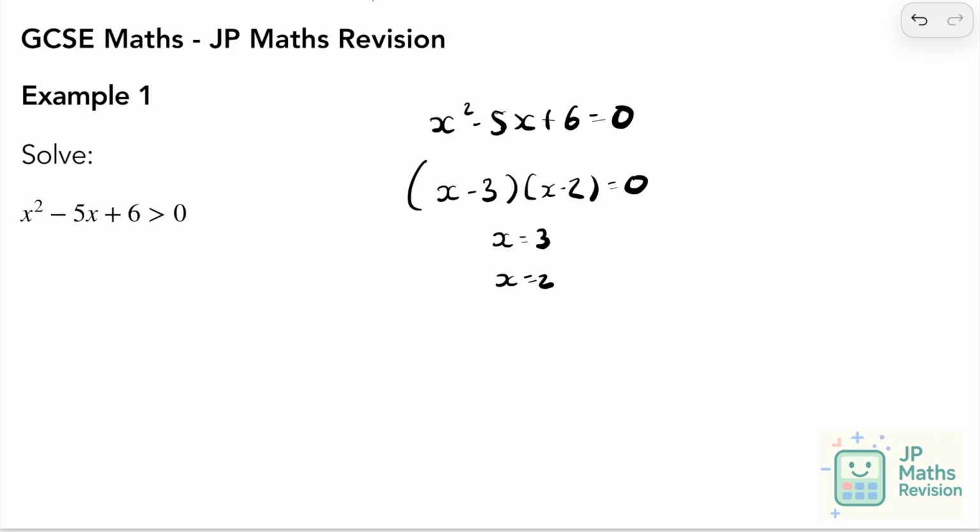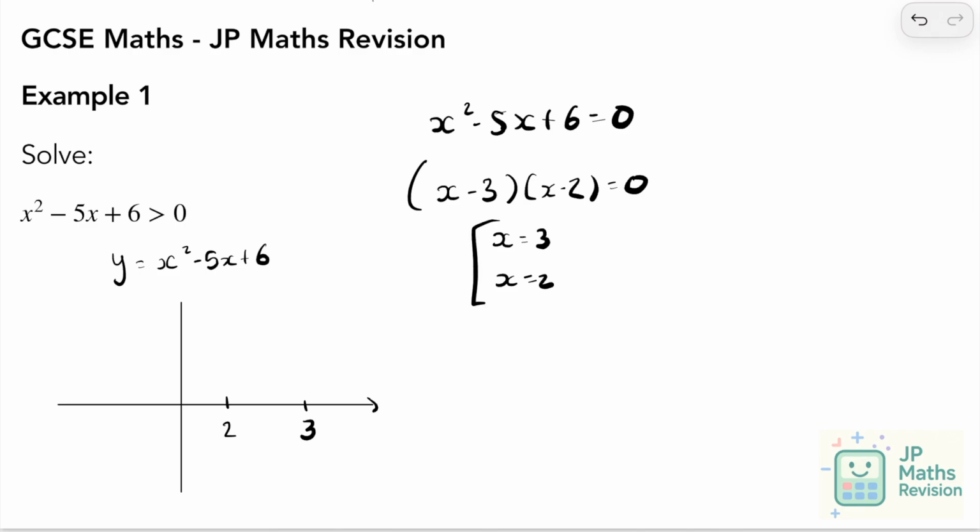So now what we do is we sketch a graph. We're sketching the graph of y equals x squared minus 5x plus 6. So I'm going to draw out the axes first. And I'm then going to label the roots. The roots are when the graph passes the x-axis. So I'm going to label in 2 and 3 because I've just solved for the critical values.